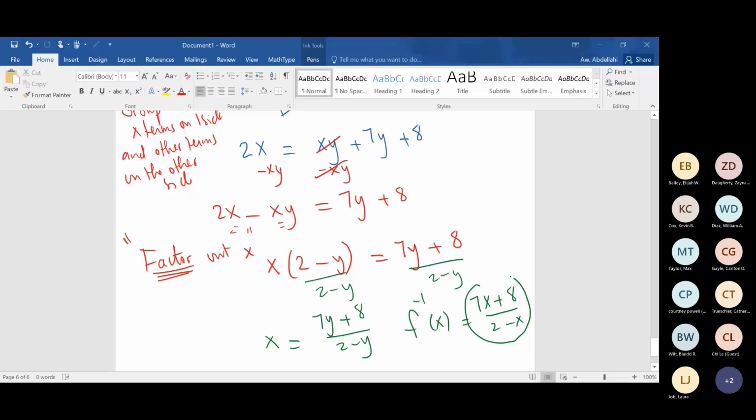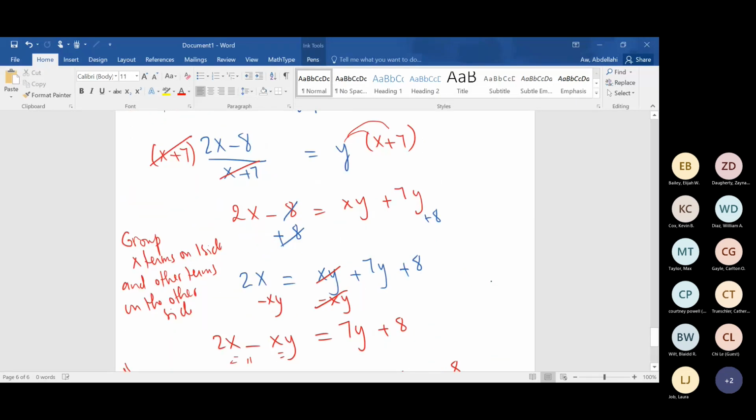Everybody sees these steps right here? I think in the test, everybody will do this step right. I think when it comes to this step, some people divide by y very, very quickly. Don't divide yet. You have to have all the x terms on one side, and all the other terms on the other side, right? All the x terms should be on the same side.